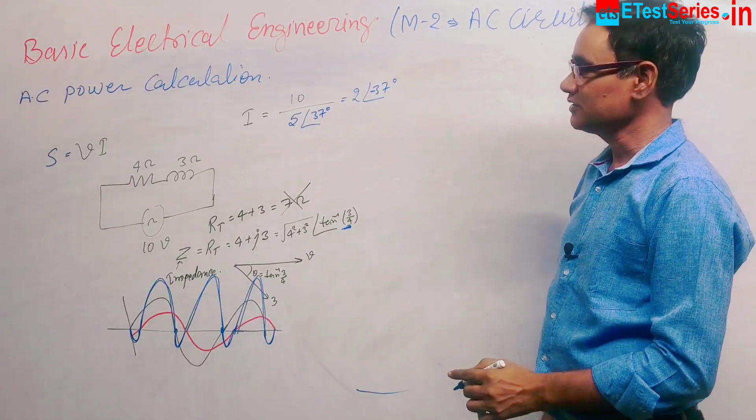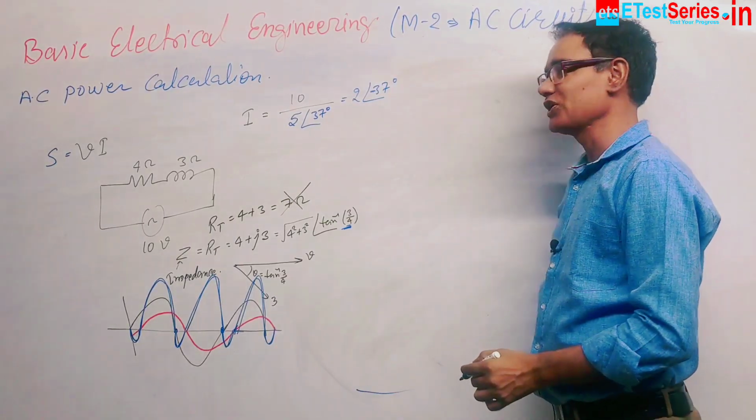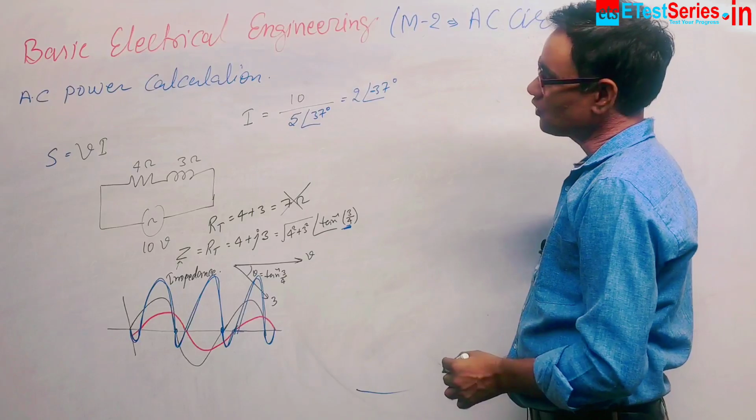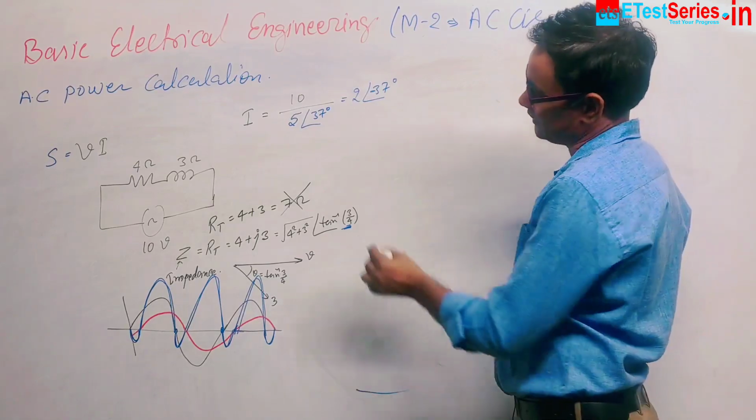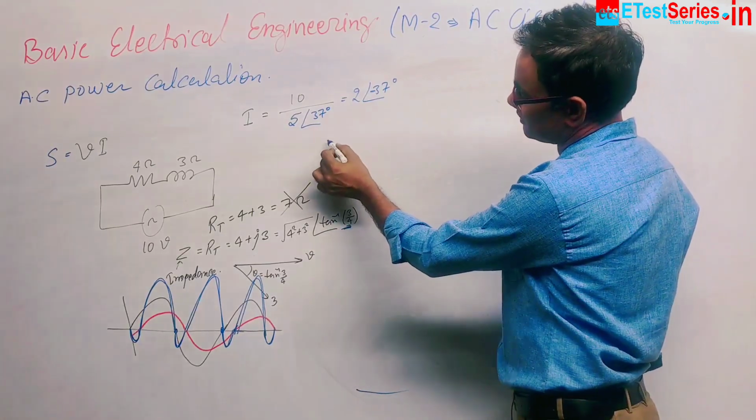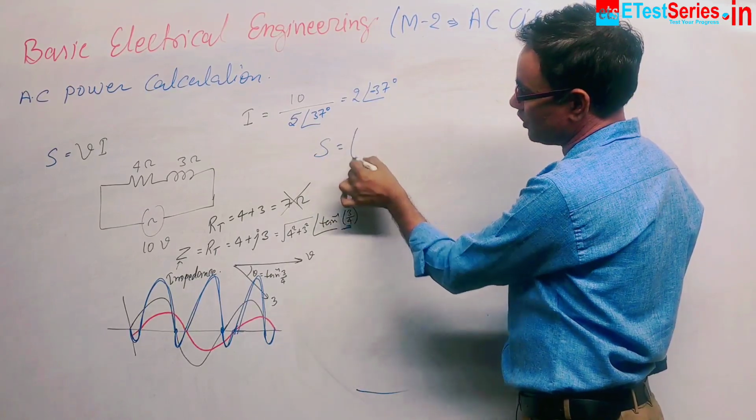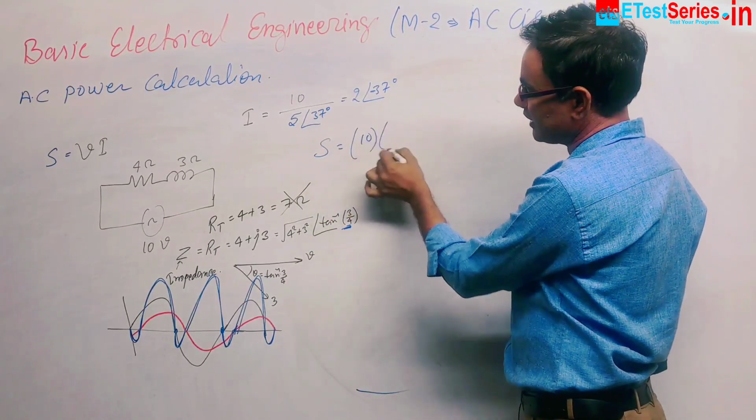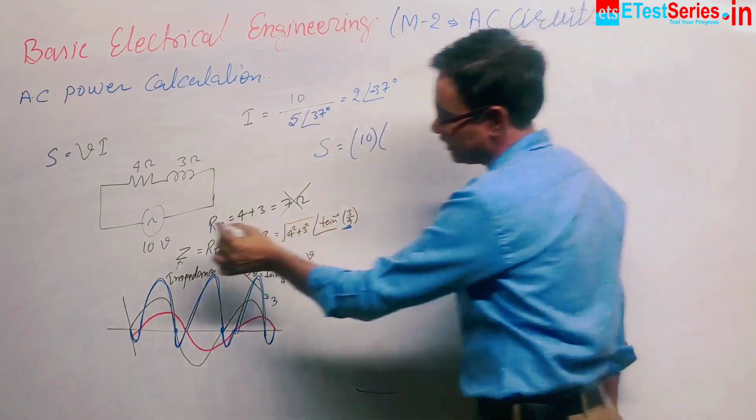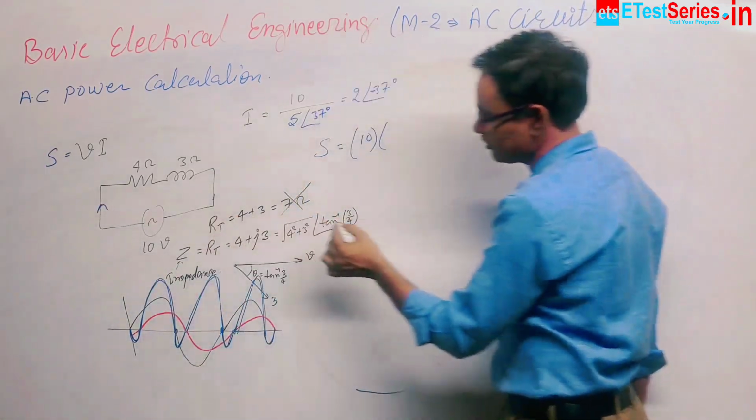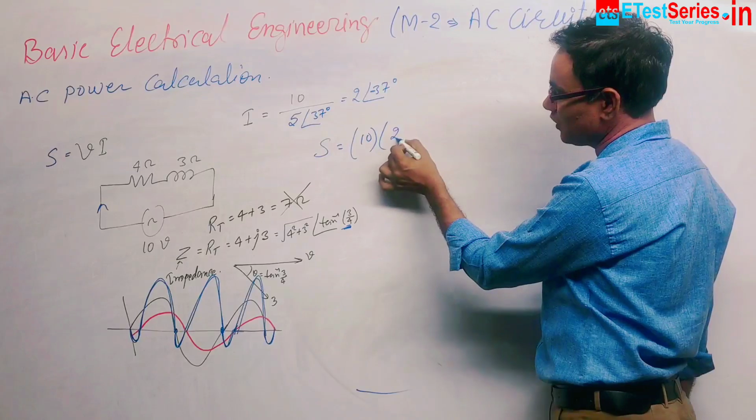So this is the current and voltage. Now we want to find out the power. Suppose we take the power as the voltage into current, where the voltage here is 10 volts and the current flows through the circuit. The source gives the current, that is 2 ampere.